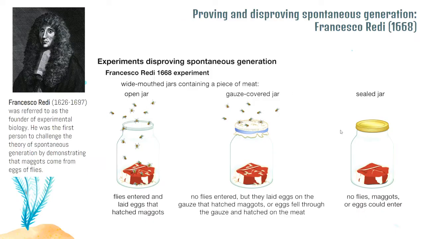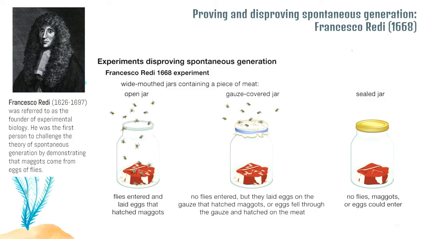However, with the advancement in science and more people taking interest in this field of study, of course, spontaneous generation will eventually be challenged. There are a lot of loopholes in this theory, and it was only natural for scientists to take notice. Now, the first major challenge against spontaneous generation was conducted by Francesco Redi in 1668. He was referred to as the founder of experimental biology.